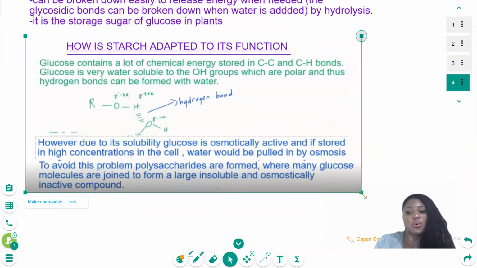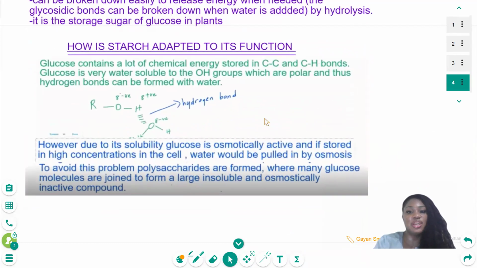Glucose, the molecule of glucose, contains a lot of chemical energy, which is stored in the carbon-carbon and the carbon-hydrogen bonds. When the glucose is free, it's very water soluble because it has a lot of OH groups, which are polar. And so they can form hydrogen bonds with water molecules, which I'm showing you here. However, because it's so soluble, it's very osmotically active. And if it were stored in high concentrations in the cell, water would be pulled into the cell by osmosis.